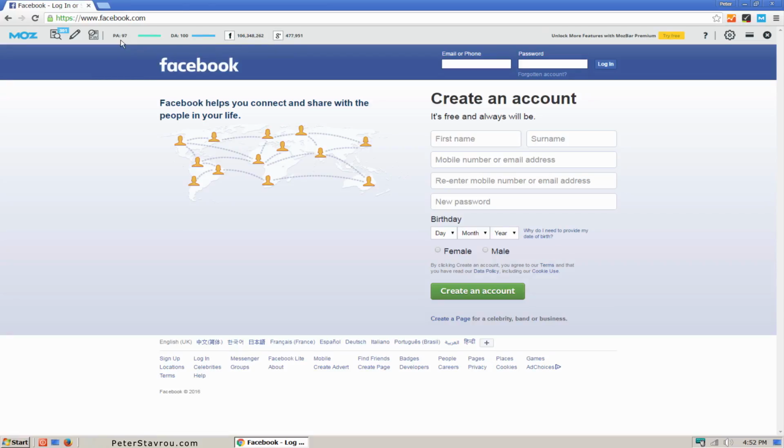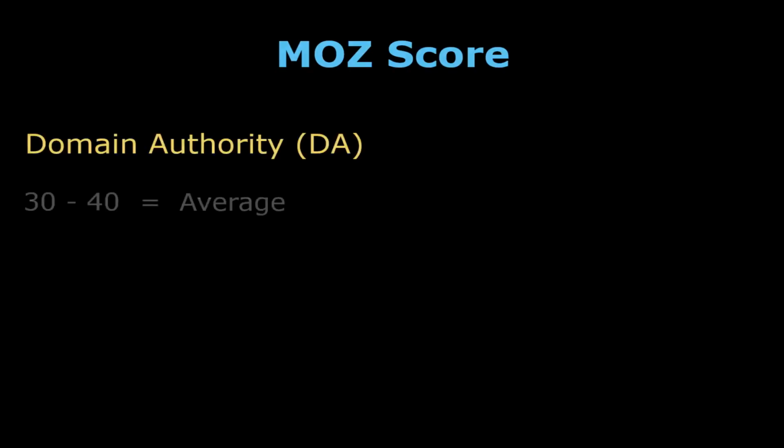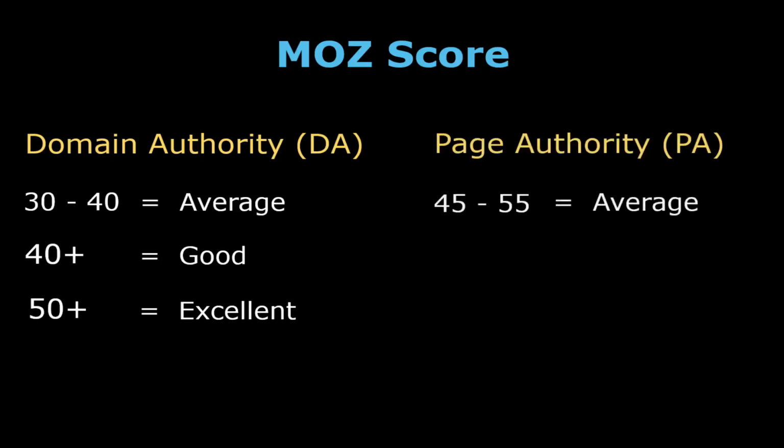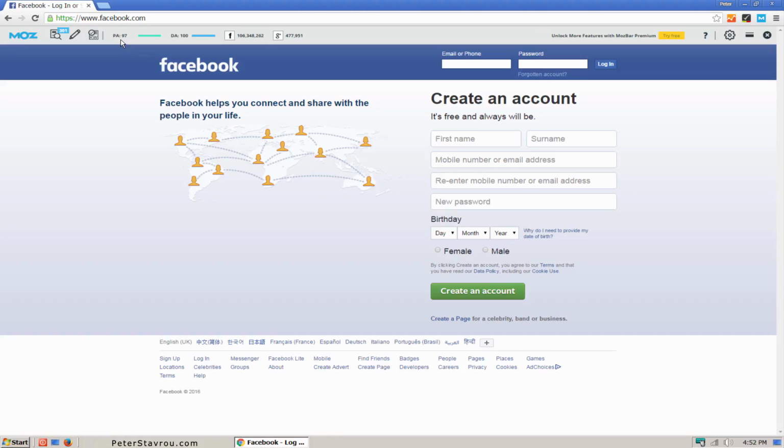Let's take a minute to talk about the Moz score. For DA, a score between 30 and 40 is average. Anything over 40 is good, and anything over 50 is excellent. For PA, a score between 45 and 55 is average. Anything over 50 is good, and anything over 60 is excellent. For your convenience, I have included these scores in the resources spreadsheet. Okay, so let's continue on.